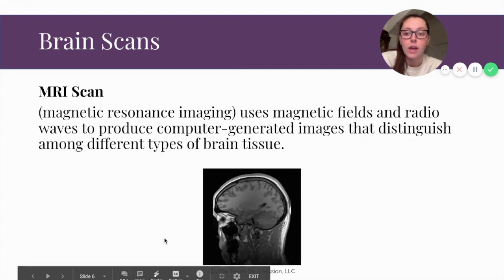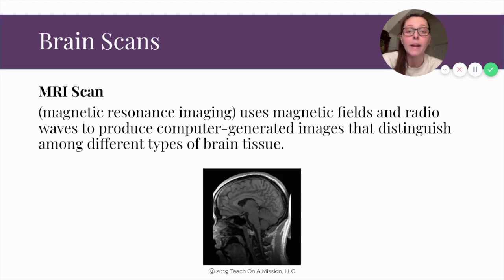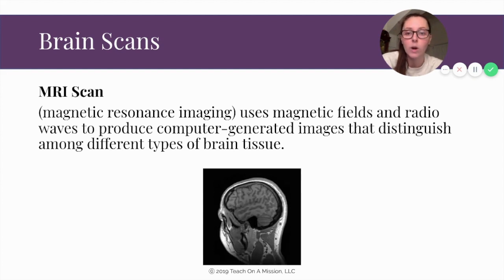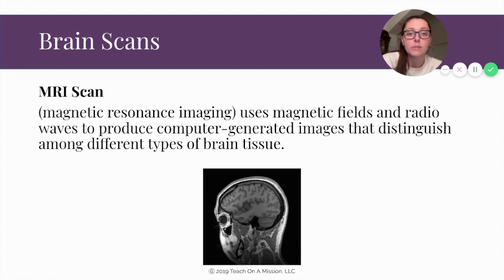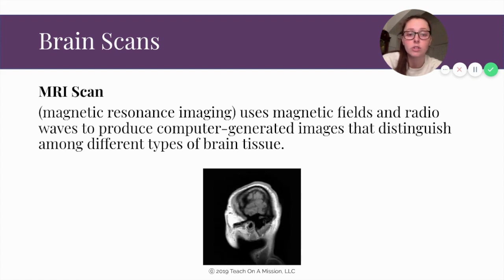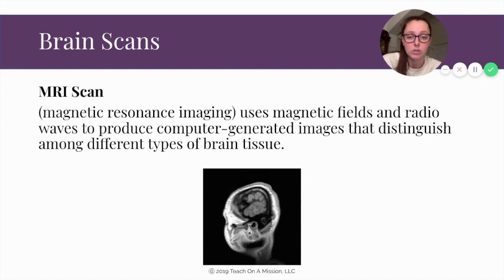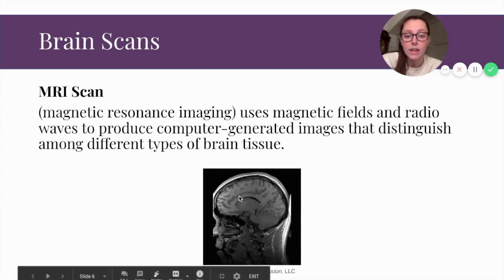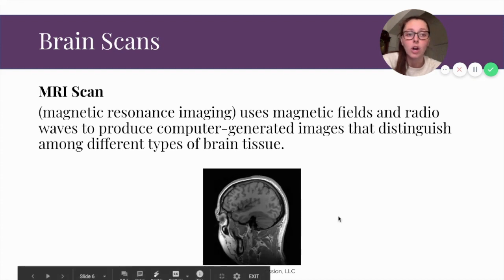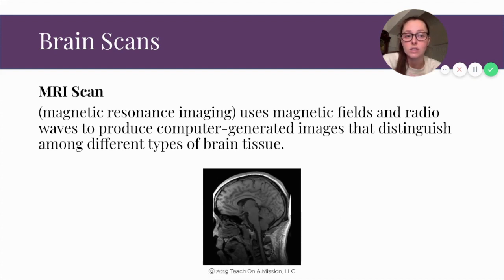The next one that we're going to look at is an MRI. It's probably the one that's the most well known. Some of you might have even had an MRI before. And we are going to use magnetic fields and radio waves to produce computer-generated images that distinguish among different types of brain tissue. So, like an X-ray allows us to see hard tissue and bones, an MRI is going to let us see that soft tissue.